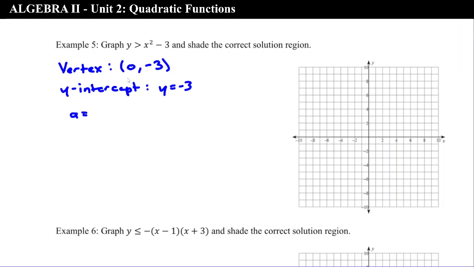A, our first term, is 1, so it's going to be concave up, and it is going to be a standard parabola. So we go down to 0, negative 3, plot that point, and we know it's going to be standard, so we're going to go 1 over 1 up, 2 over 4 up, 3 over 9 up, and we can reflect it across our axis of symmetry. Since we don't have an equals to portion on this, we're going to end up doing a dashed line for our parabola here.